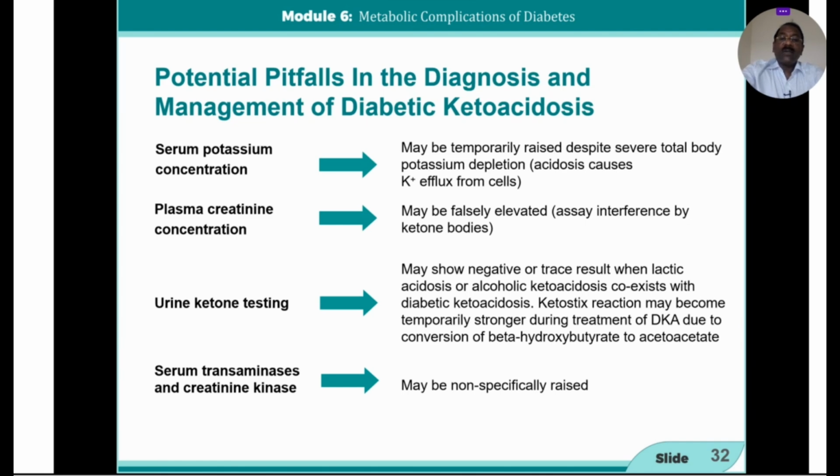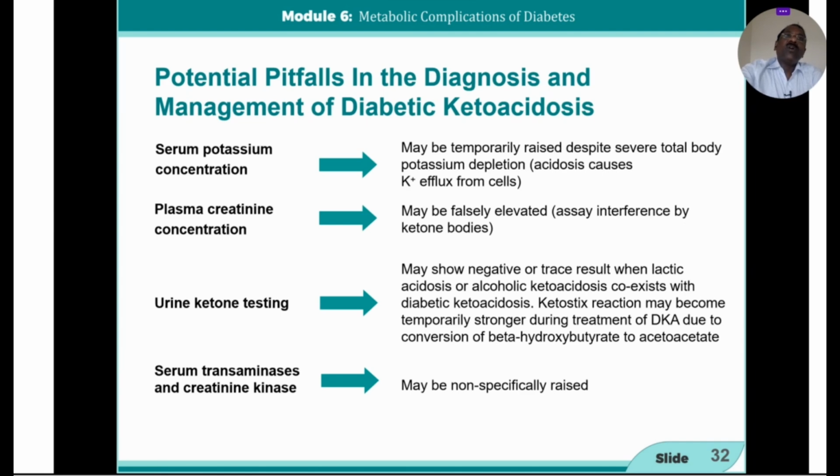Ketone reaction may become temporarily stronger during the treatment of DKA due to the conversion of beta-hydroxybutyrate to acetoacetate. SGPT and SGOT may be non-specifically raised. So in DKA, SGPT and SGOT may be slightly elevated, so don't think that it is all because of liver involvement. In the same way, urea and creatinine may be elevated, so don't blame the kidneys.